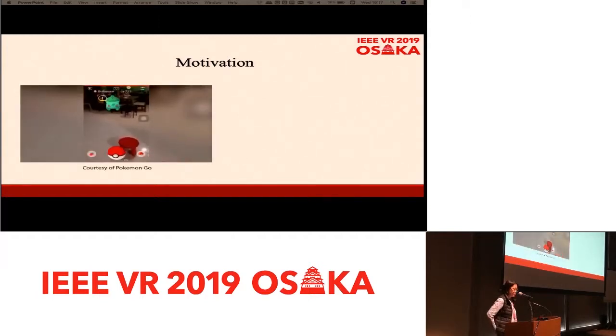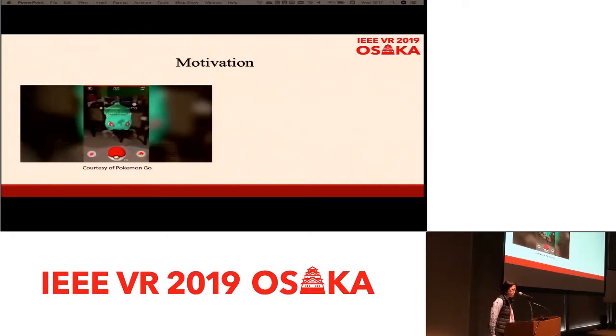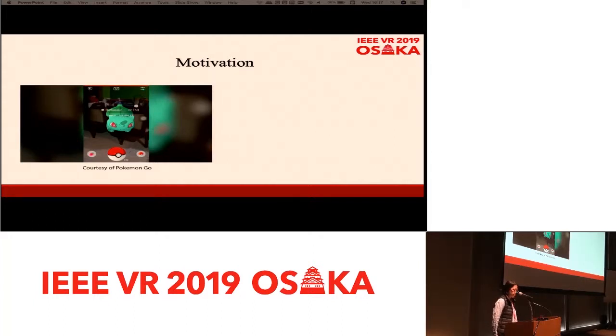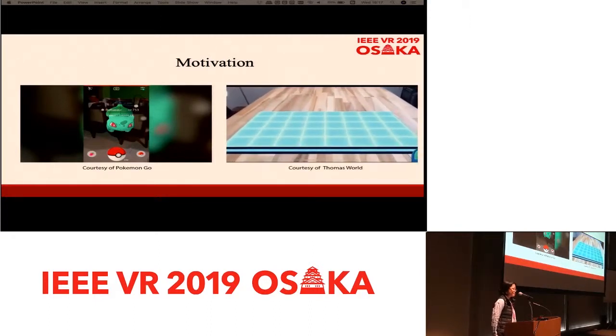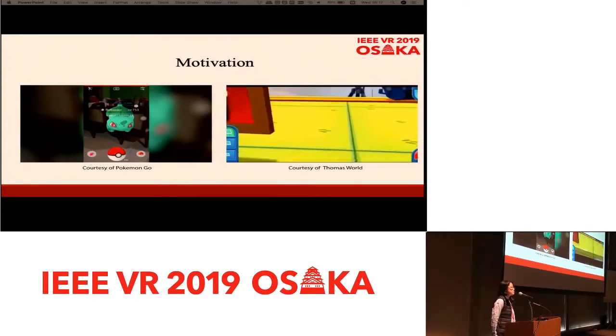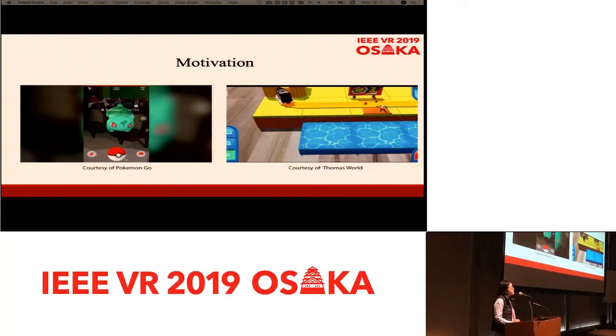To deal with the virtual agent's positioning problem, some applications place the virtual agents directly in front of the user. So the virtual agents might float in the air, just like Pokemon Go, the game. An alternative solution is to predefine some surfaces, and then the agents may be placed on those surfaces, like Thomas Ward. However, without considering the semantics of the scene, such as geometry or key objects which the users are interacting with, maybe it causes some inconvenient and unnatural interactions.